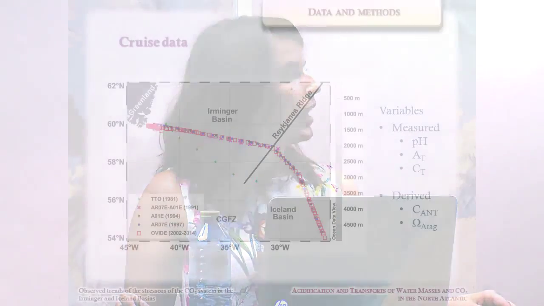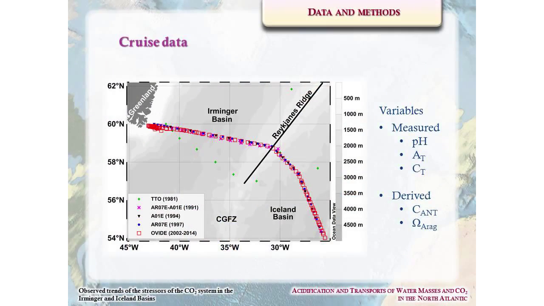For these purposes, we selected data of 12 cruises along the same cruise track across the Irminger and Iceland basins, with the cruise dates spanning over 33 years, from 1981 to 2014. During these cruises, measurements of pH, total alkalinity, and total dissolved inorganic carbon were performed, and based on those measurements, we estimated the concentration of anthropogenic CO2 and the saturation state of aragonite.